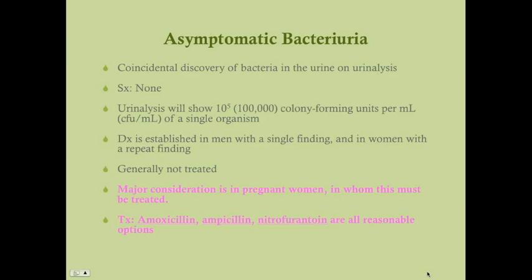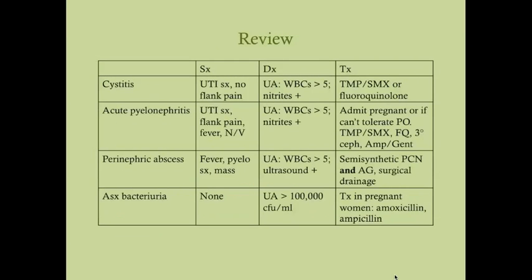All right, so let's review. So cystitis or bladder infection, these are patients with UTI symptoms and no flank pain. The first step in diagnosis is a UA. You'll have white blood cells greater than 5. We treat them with either trimethoprim sulfamethoxazole or fluoroquinolone.